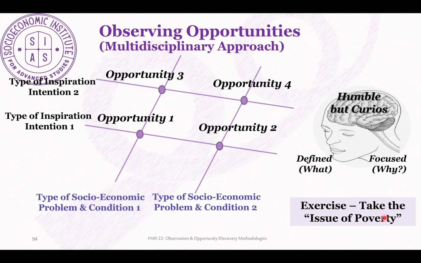Take the issue, for example, of poverty. If we see poverty as a type of socioeconomic problem, let's say that comes from poor conditions, or poor education, or poor connection or social assets, or non-utilization of social assets, it differs from when you see poverty as, for example, due to a political issue and so on. So this is an example of how we observe opportunities from multidisciplinary thinking.